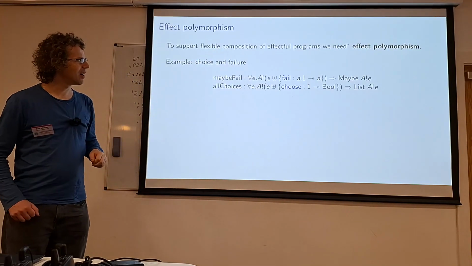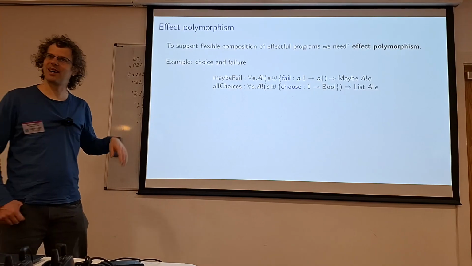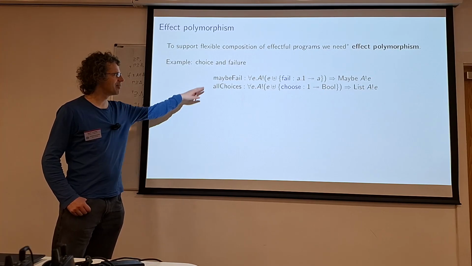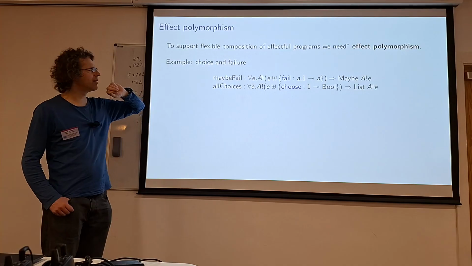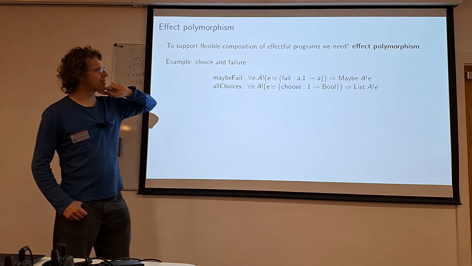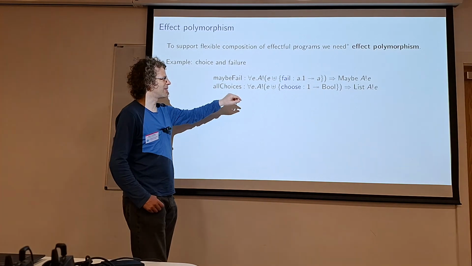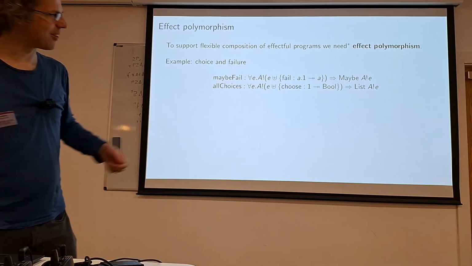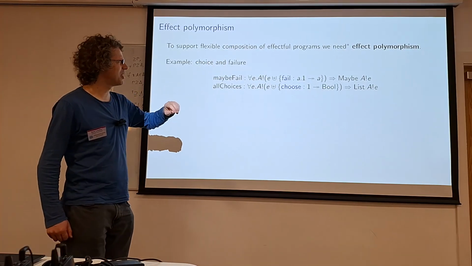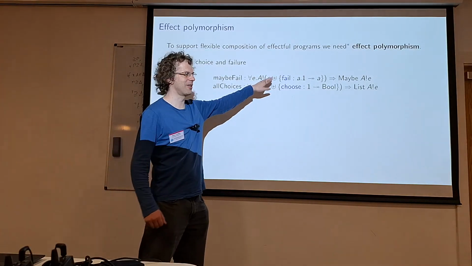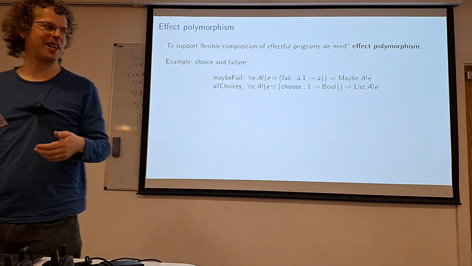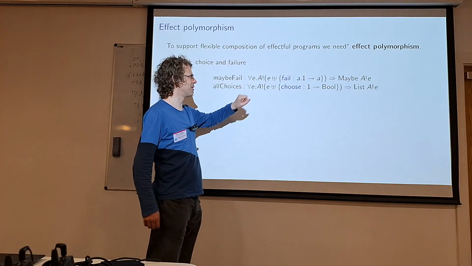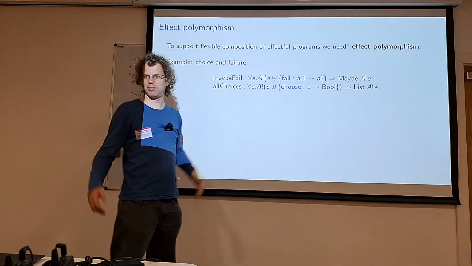So using similar syntax to what I've been showing you before, I gave you a couple of the handlers we defined in the previous lectures. Maybe fail was one that takes a computation that has this fail operation and turns it into a maybe type. And when I showed it to you previously, I didn't write a for all here. I just wrote a capital E, meaning that was a meta variable. We could instantiate it with any effects at all.